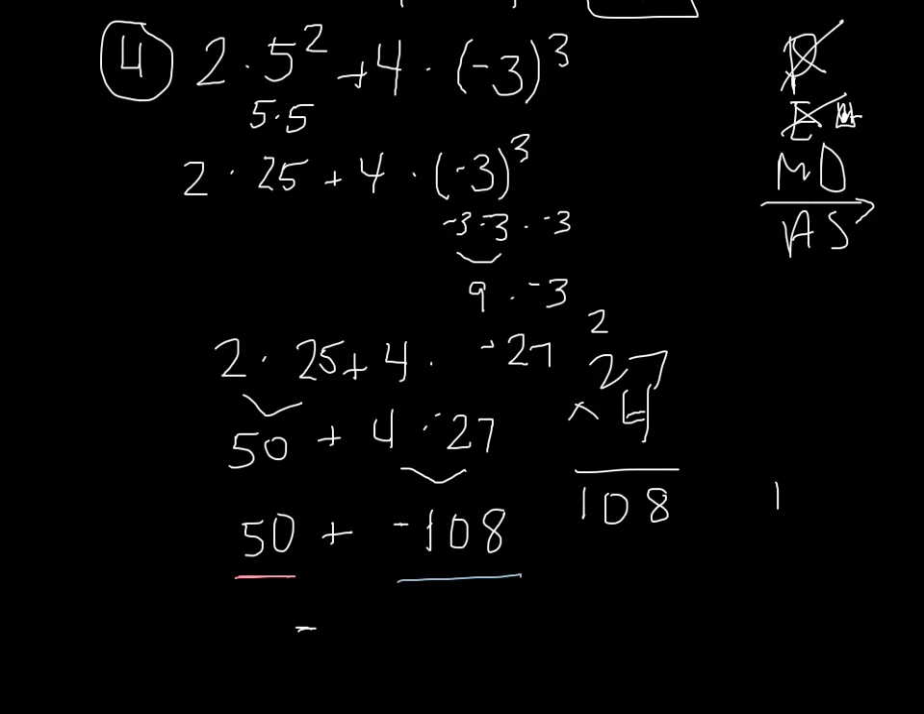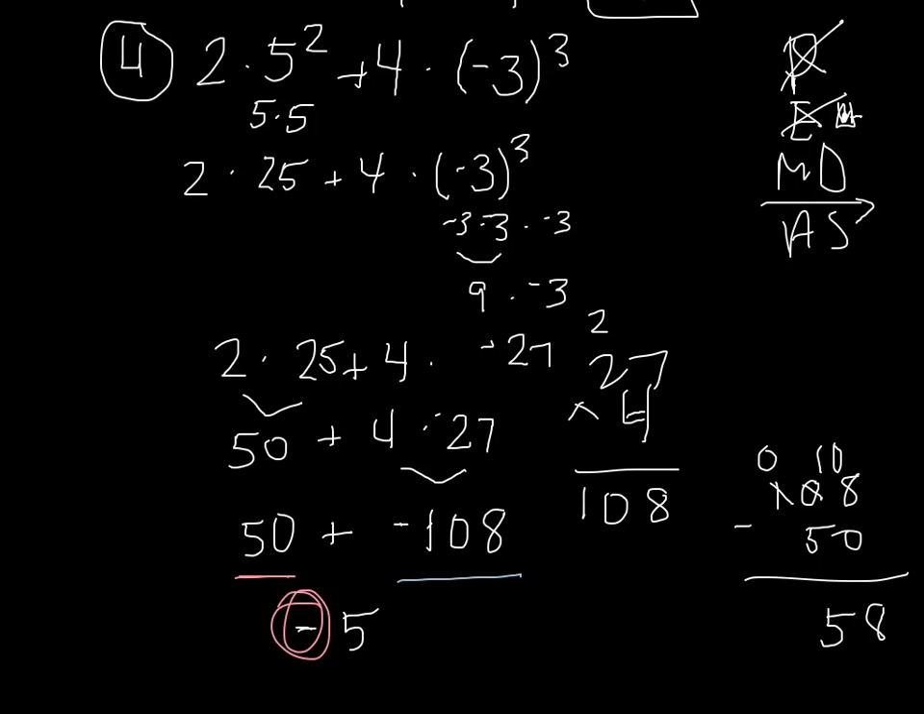So let's do 108 minus 50. 8 minus 0 is 8. 0 minus 5, we can't do it. Better cross that out, make it a 10. 10 minus 5 is 5. So I still owe, this negative sign right here means owe. I still owe Mrs. Druicke $58 after I paid her the 50 that I had. So my answer is negative 58.